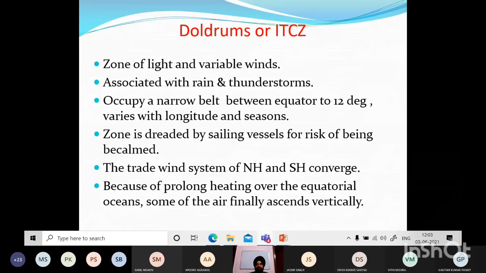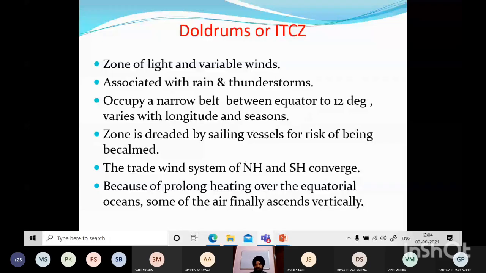It's a zone of light variable winds associated with rain and thunderstorms. I don't know how many of you have passed through the equator. If you see this on the equator, many times you see very good weather, and suddenly the next while you pass, you see a lot of rain and thunderstorms taking place. So that's why it is called doldrum, meaning uncertain weather, and it occupies a very narrow belt between the equator and 12 degrees and varies with the longitude.